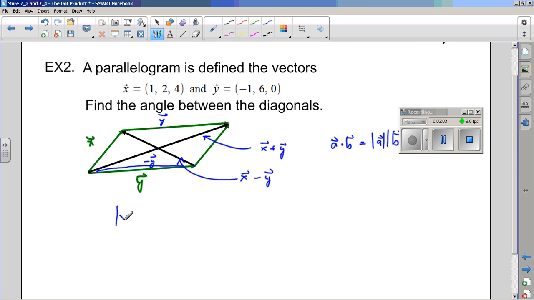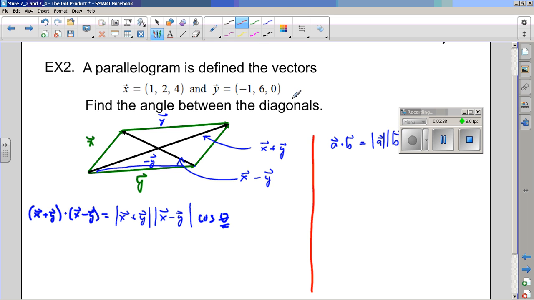I'm going to have the magnitude of x plus y times the magnitude of x minus y. Oh, sorry, excuse me. What it is, the dot product of those two vectors is equal to the magnitude times the cos of the angle between them, and that's what I want to find. So all these other things I must be able to calculate, and in my rough work here in the margin, I'm going to calculate those.